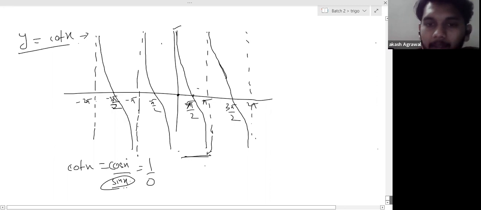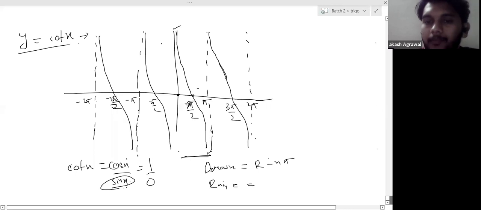All right, domain here, where is it negative infinity or positive infinity? At multiples of pi. All right, so R minus n pi is the domain. Range will be minus infinite to infinite.